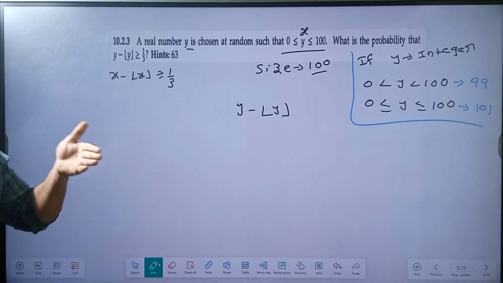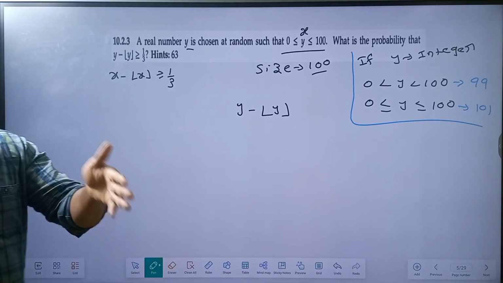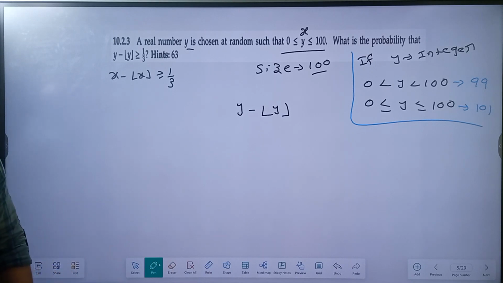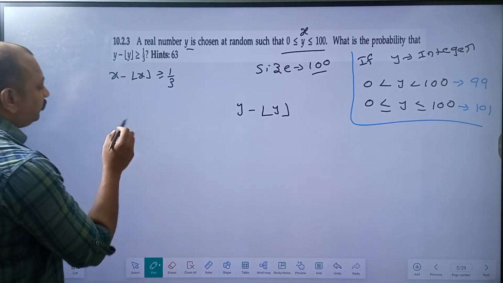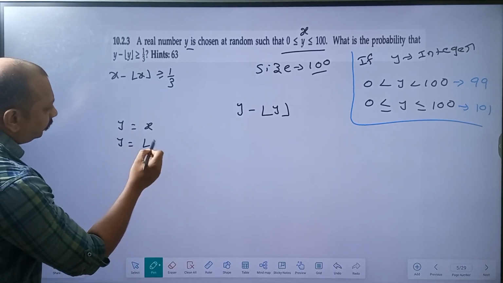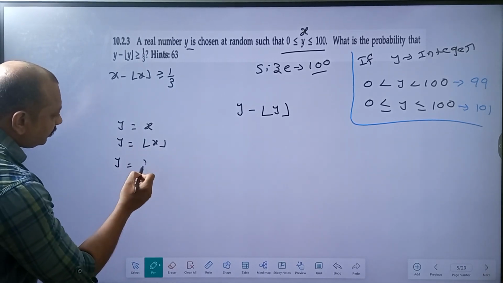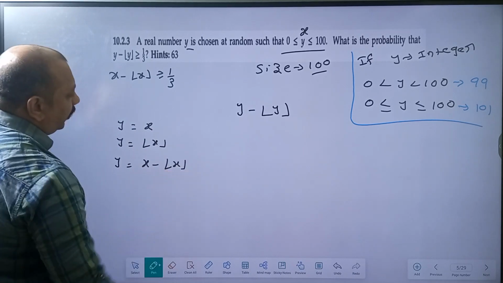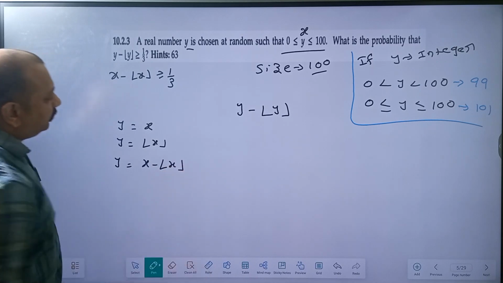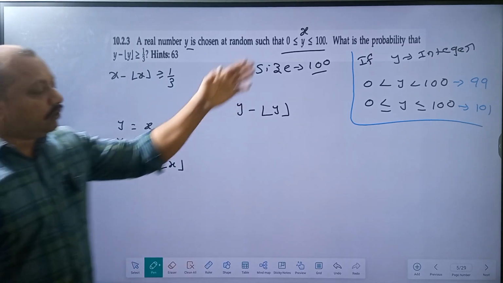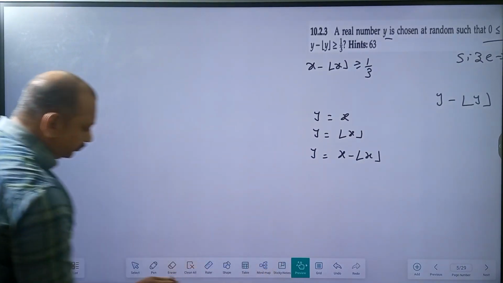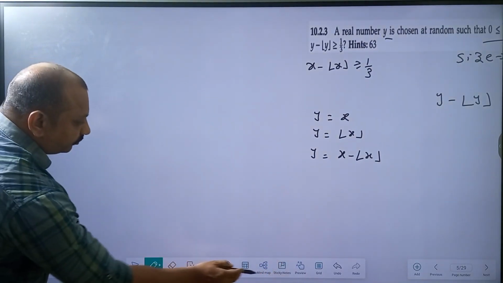Okay, first we will draw the graph for y equal to x, then y equal to step x, then our graph y equal to x minus step x. Okay, first I am considering 3 graphs, right? y equal to x, y equal to step x, y equal to x minus step x, where that x is from 0 to 100. Right? Clear. చూడు, సింపుల్ గ్రాఫ్స్ 3 గ్రాఫ్స్ గీసుకుంటే అయిపోతుంది, షేప్ క్లియర్ అయిపోతుంది.